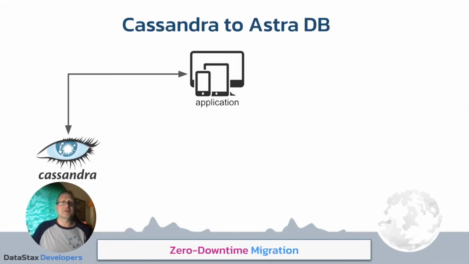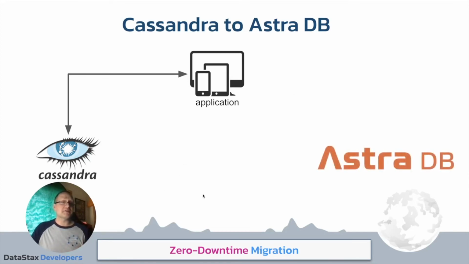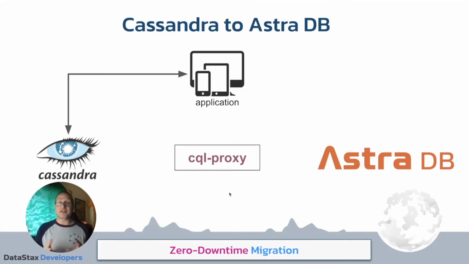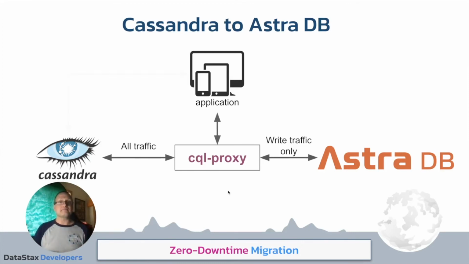So how does a typical migration from Cassandra to Astra DB look? Well, typically we start with an application that's talking to Cassandra. We stand up a lightweight tool known as CQL Proxy in the middle, and CQL Proxy connects to both Cassandra and Astra DB. Then we seed the application with the connection to CQL Proxy. All traffic makes its way through CQL Proxy and on over to the original Cassandra cluster, but the write traffic only is what goes through and ends up in DataStax Astra DB.